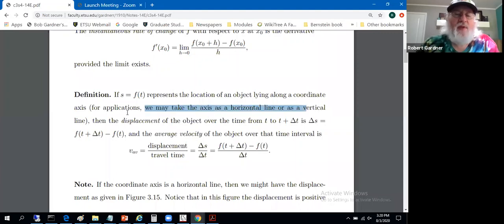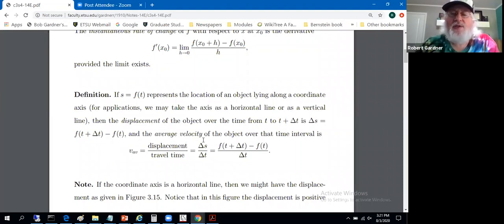If I have then this object moving along a vertical line, I can talk about stuff like throw a rock up into the air. It goes up, it stops, it comes back down. So those are probably the most easily visualized types of movement that we'll deal with. So s is position as a function of time. The displacement of this object over the time from t to t plus delta t is defined to be delta s, which is a change in the function f of t plus delta t minus f of t.